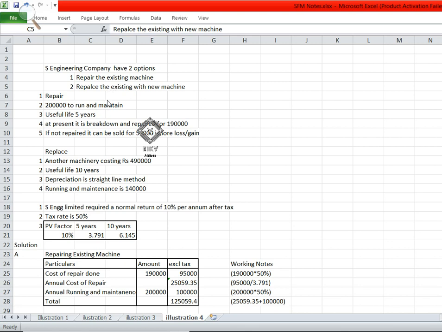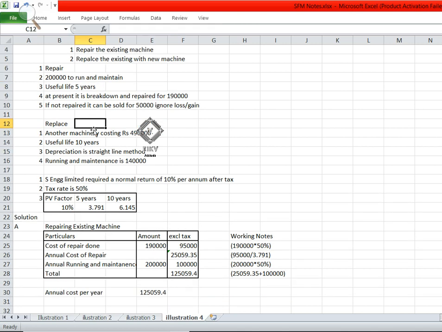So here we have other details given, like on the old machinery the running cost is 2 lakh. Useful life of the machinery is 5 years. At present it is on breakdown, and for the repair the company needs 1,90,000. If it is not repaired, it can be sold for 50,000 rupees, and we can ignore the loss or gain for such calculations. Okay, the second option is to replace the old machinery with a new machinery.